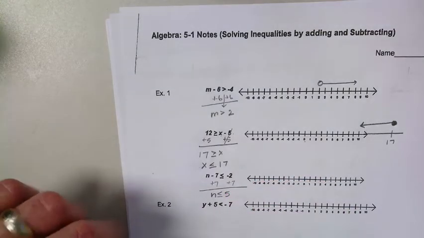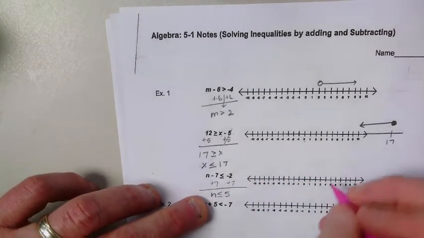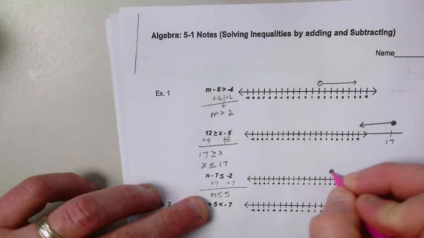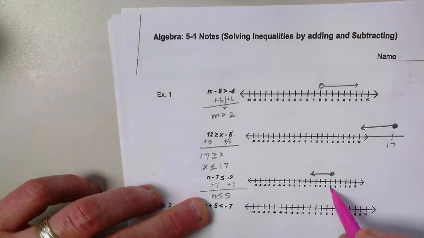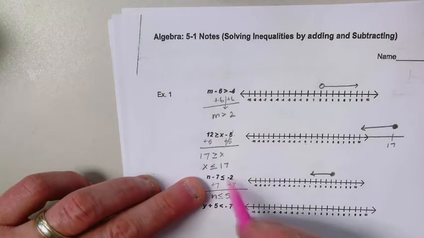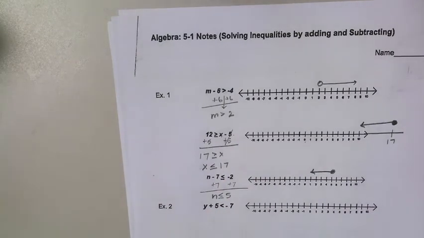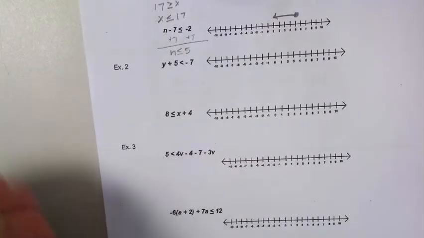Okay. n is less than or equal to 5. So if I do 5, I'm going to pick 5 here. 5 minus 7 is negative 2. Is negative 2 less than or equal to negative 2? It is, or equal to, so therefore it is an answer to that solution. Okay. All right, moving on to the second example.